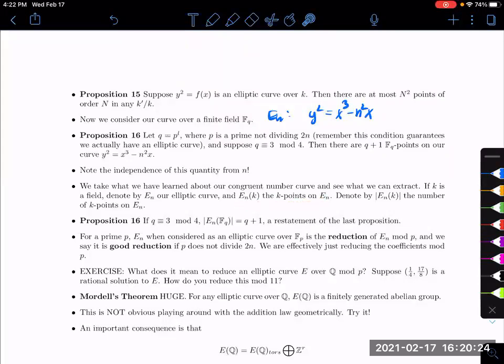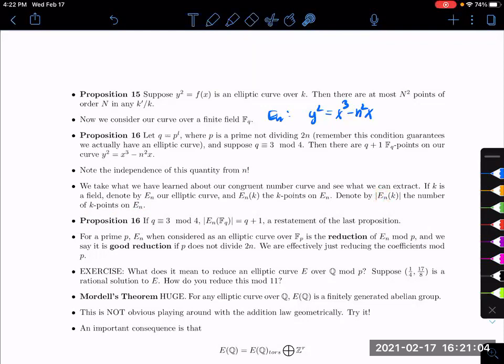So what that means is, think of your elliptic curve as having coefficients living in whatever your field K is. And then E sub n of K is just the set of all the solutions of your elliptic curve whose coordinates live in K. And then we'll denote by the cardinality symbol the cardinality of E sub n of K, which is of course going to be the number of K points on E sub n. So it's the number of points with coordinates in a certain field that live on your elliptic curve.